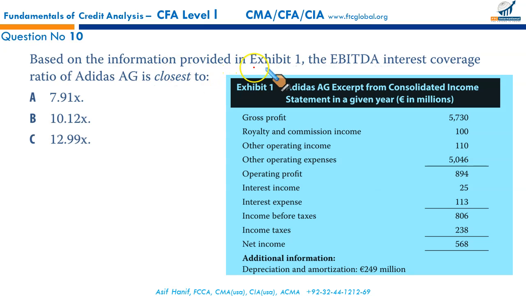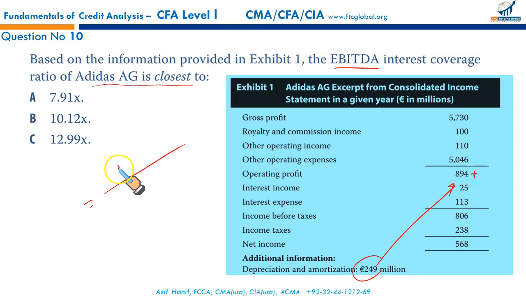Based on the information provided in Exhibit 1, the EBITDA, that is earnings before interest, tax, depreciation and amortization, coverage ratio of Adidas AG is closest to. So basically for the EBITDA coverage ratio, we need earnings before interest and tax. Take your operating income, add any amortization and depreciation back to this number. So you will have 894 as your operating profit. Add back depreciation and amortization. Nothing else to be added.